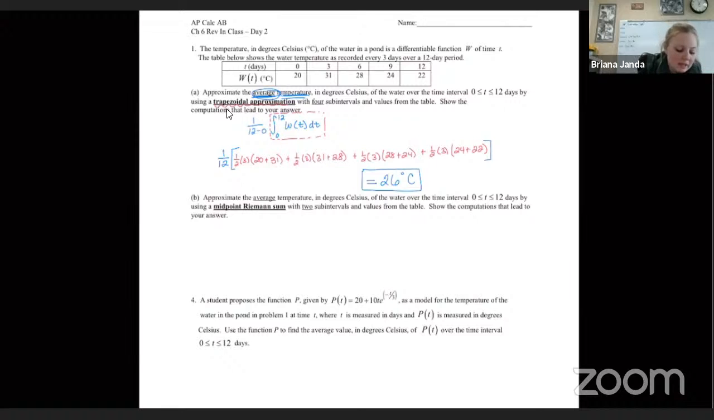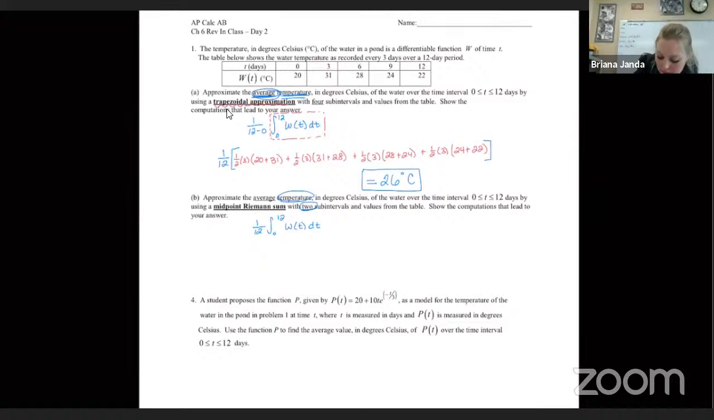Okay, the second one, again, gives us that same question, but this time we're supposed to use a midpoint Riemann sum with 2 subintervals. So initially, again, our setup's the same. It's 1/12 times the integral from 0 to 12 of w of t dt. That's the average of the function temperature.